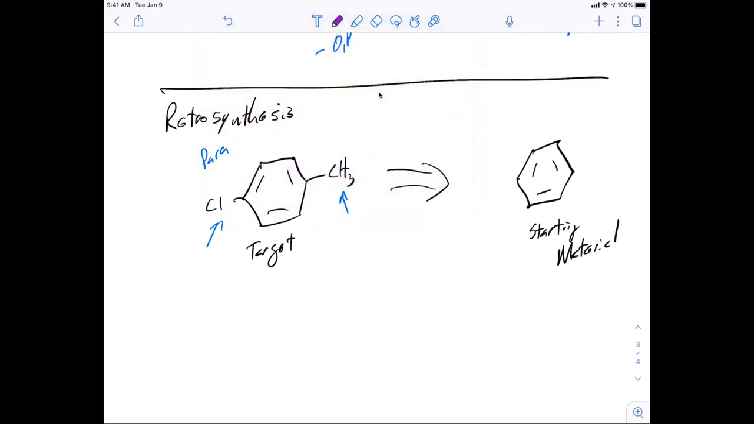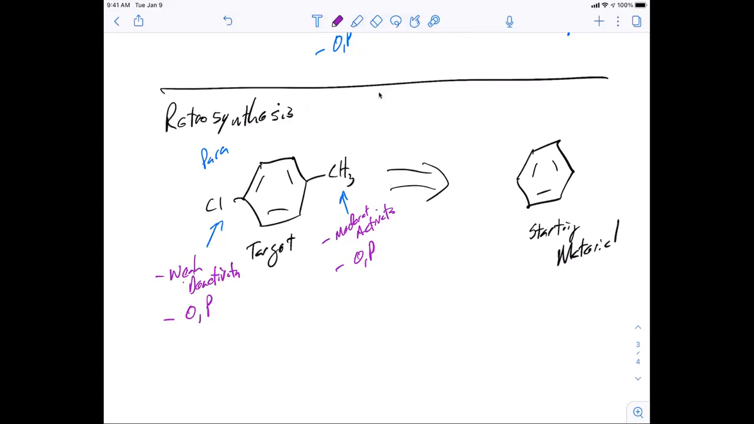My target is para, but I also need to look at my two groups that are attached. All right, so the methyl group is a moderate activator, right? And it's what type of director? Ortho and para. The chloride is what? A weak deactivator, right? And what type of directing? Ortho, para. So in this case, could I add either of those groups and still get a para as one of my possible products? Yes.